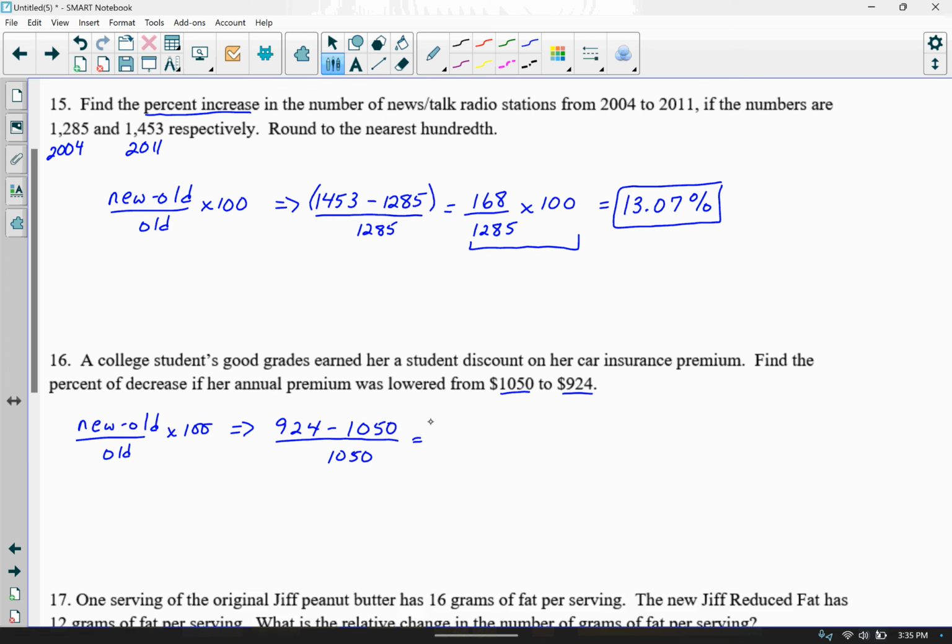So again, I'm just going to do that subtraction up there. So it went down by $126, but it's negative, divided by $1,050 times 100. Again, if you don't want to do that subtraction first, then you've got to use parentheses in your calculator. And then that should land you at a negative 12%. I think that one came out perfect. So what that means is that her premium decreased by 12%. She got a 12% discount.